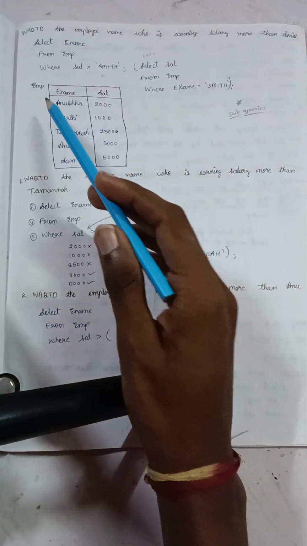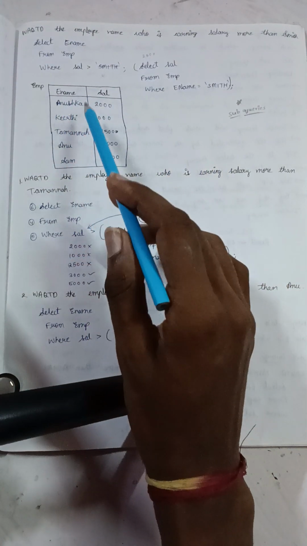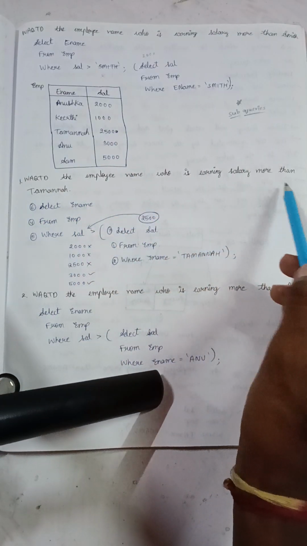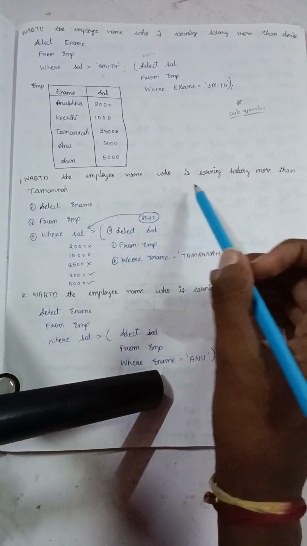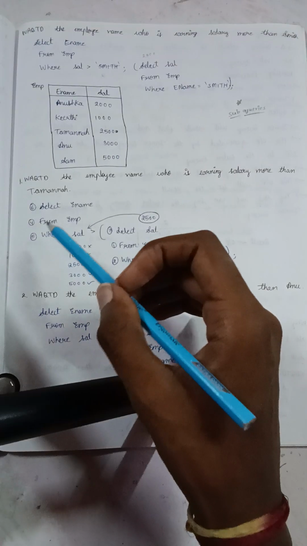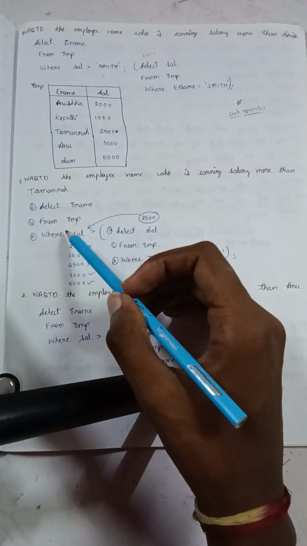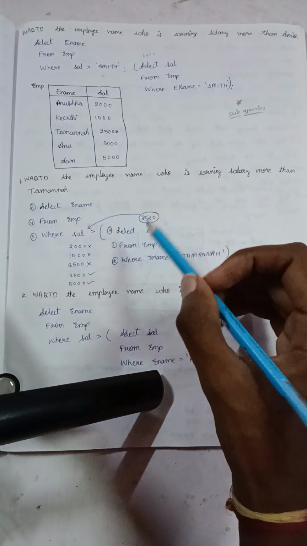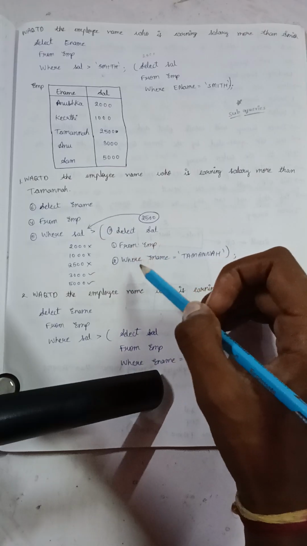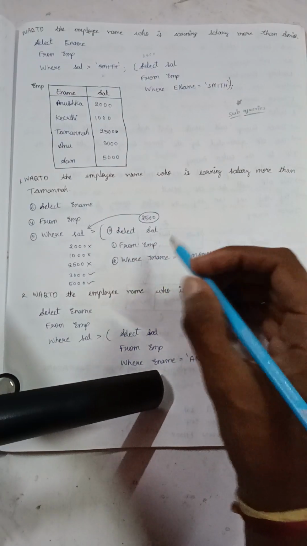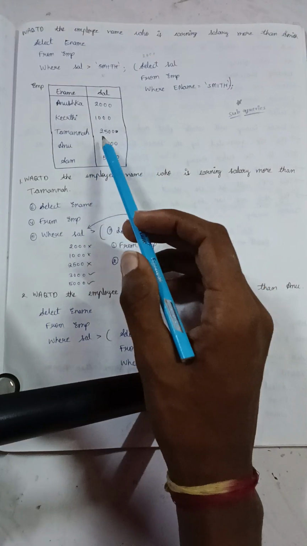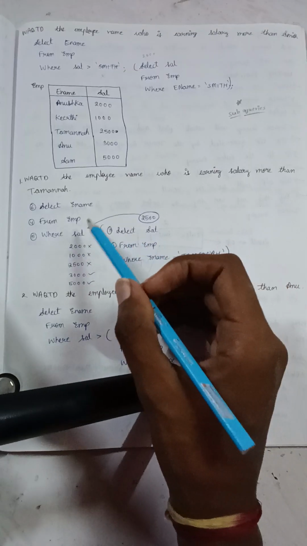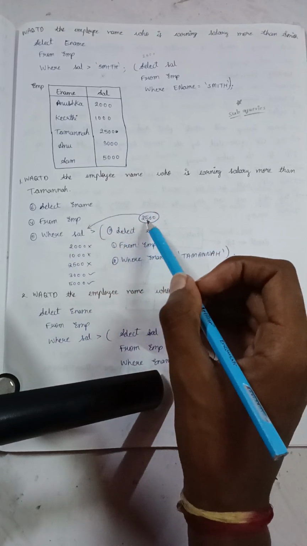Another example is from the employee table, with ename and salary. Write a query to display the employee name who is earning salary more than Tamanna. So select ename from EMP where salary greater than, and inside, select sal from EMP where ename is equal to Tamanna. From the above, the salary is 2500. It will be compared with the salary, so salary greater than 2500.